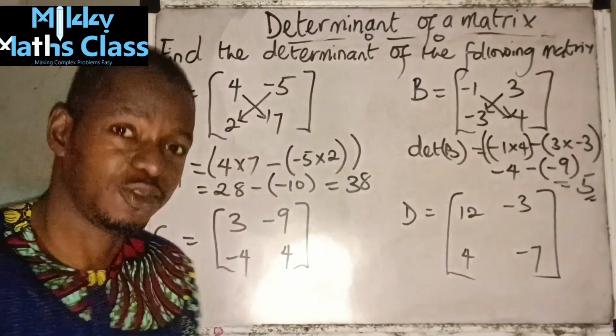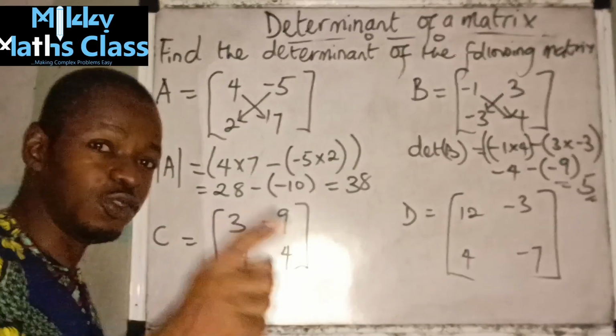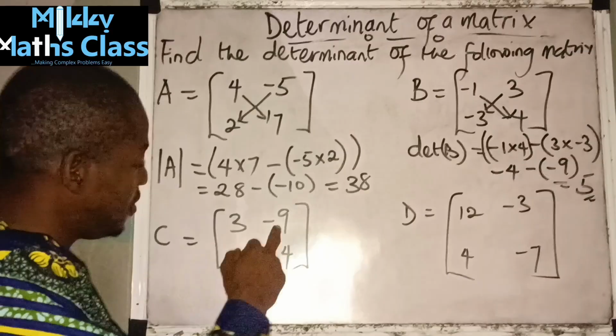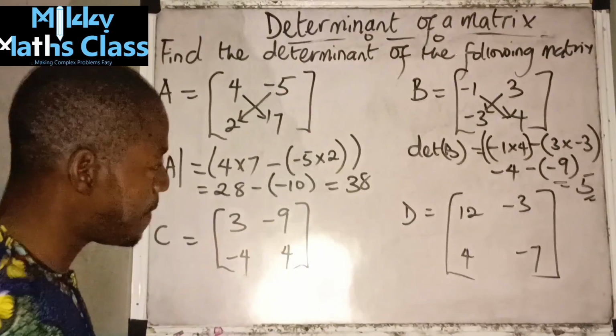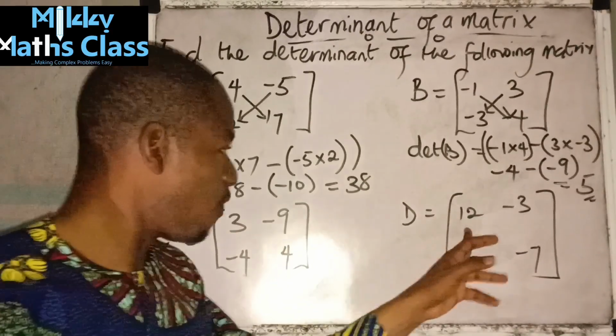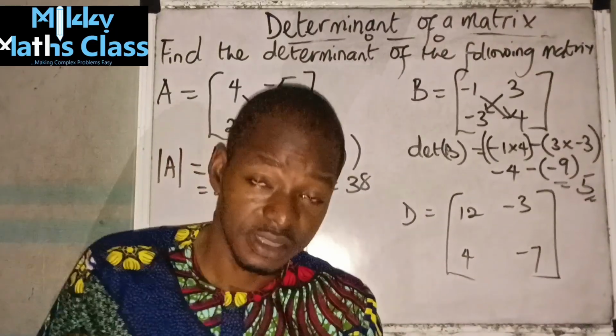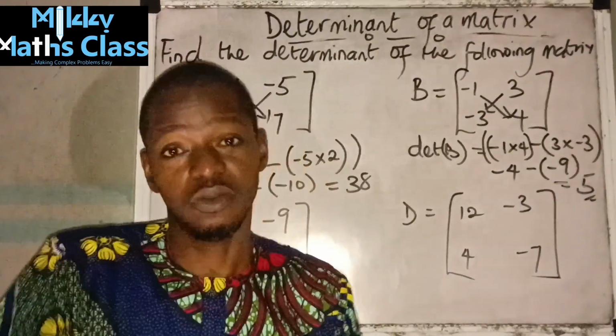All right, I'm going to leave this one for you to do. Tell me the answer in the comment section. This is C: 3, negative 9, negative 4, and 4. And matrix D: 12, negative 3, 4, negative 7. So tell me the determinant in the comment section. Do let me know your answers.